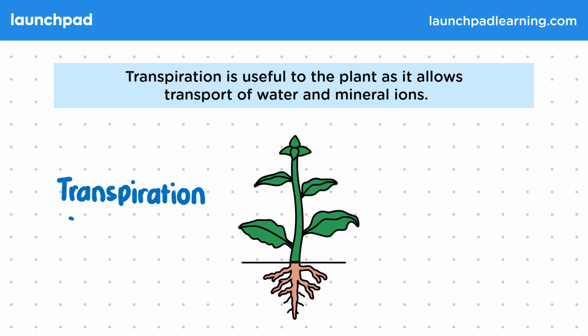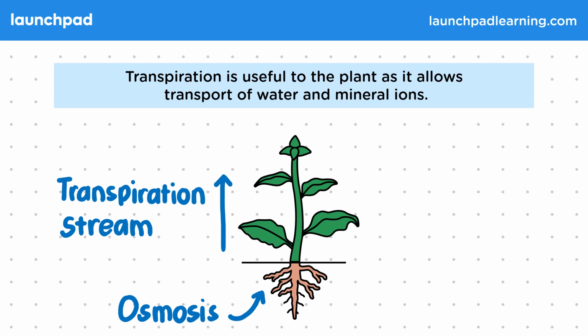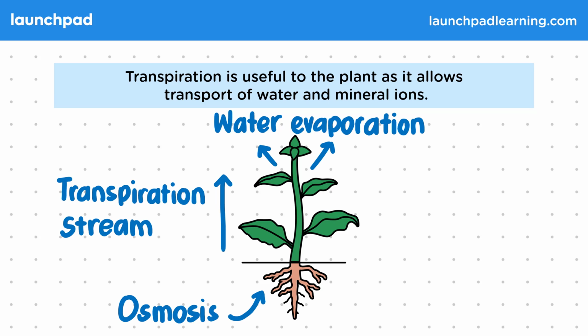Remember that transpiration is the evaporation of water from the leaves, which leads to the movement of water into the roots by osmosis and up the plant. Water in the leaves is then evaporated and goes into the air surrounding the plant. So why is it useful to be able to transport water up the plant?